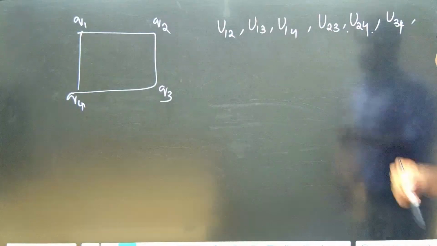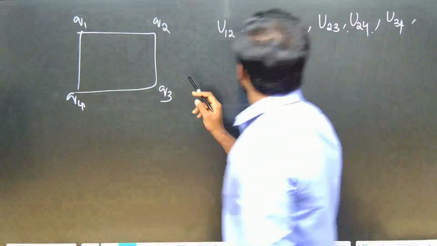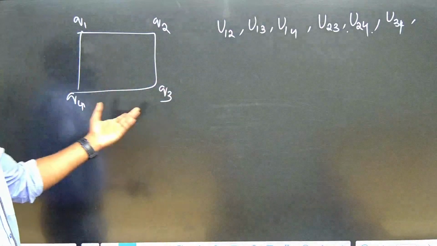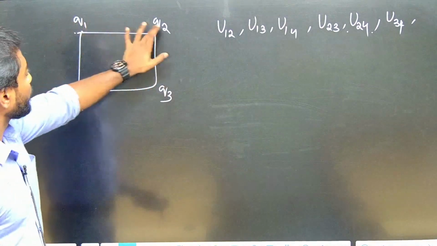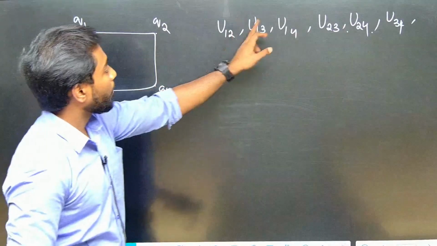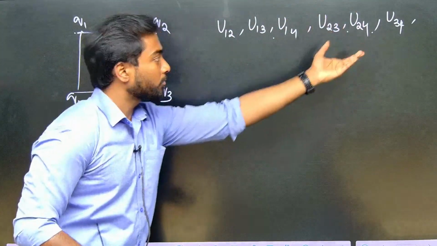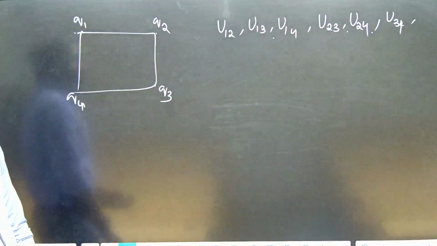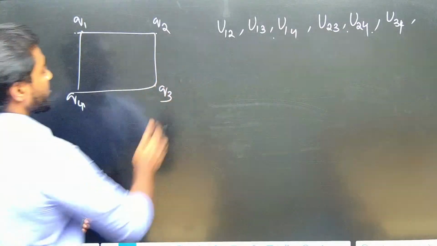So what is the remaining thing? So remaining, if you see, it's nothing, everything is completed: 1,2, 1,3, 1,4, 2,3, 2,4, 3,4, that's it, everything completed. So which is equal to the unit.